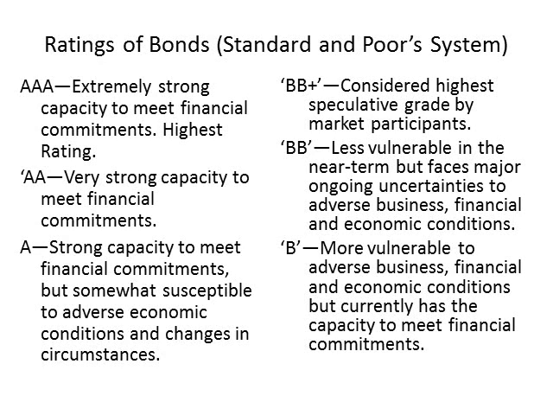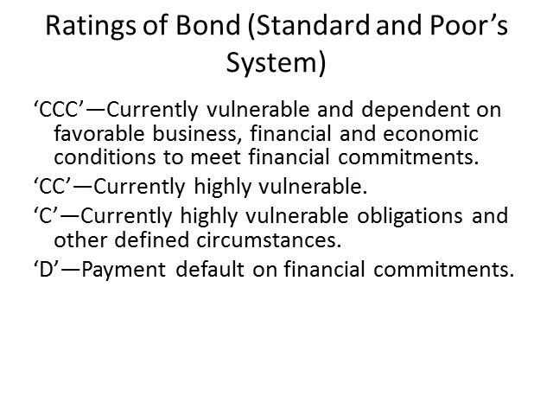B, even more vulnerable to adverse business, financial, and economic conditions, but has the capacity to meet most financial commitments. CCC is currently vulnerable and dependent on favorable business, financial, and economic conditions to meet financial commitments. CC is highly vulnerable. C is highly vulnerable with obligations and other defined circumstances. D is payment default on financial commitments.